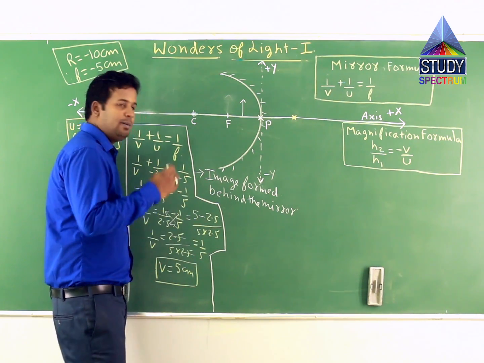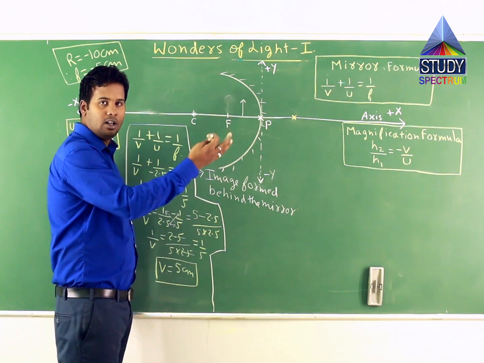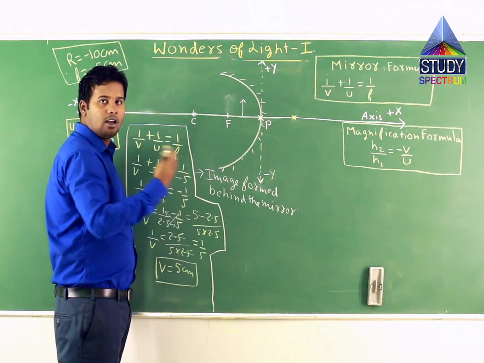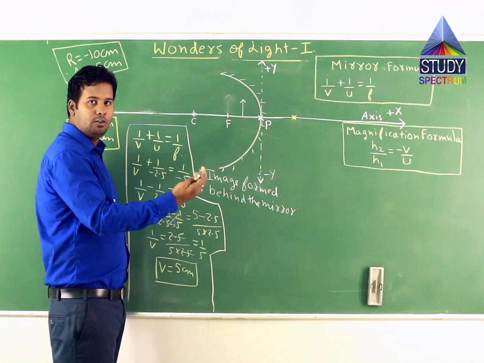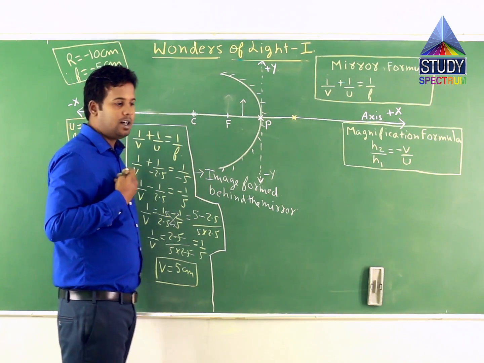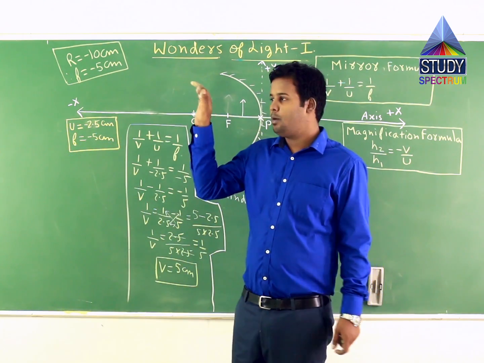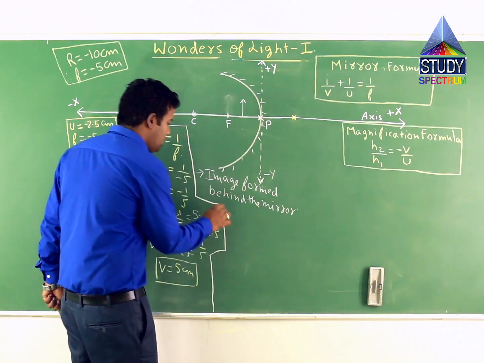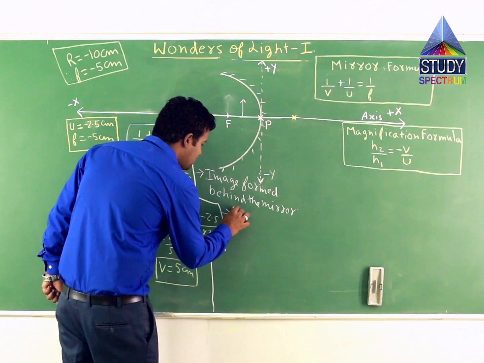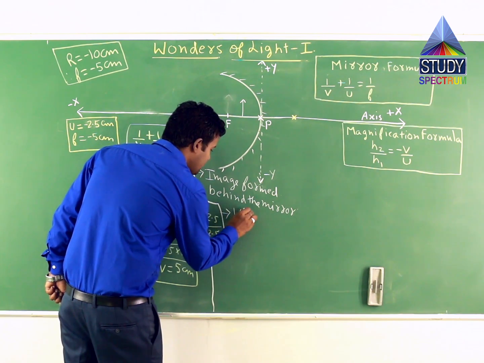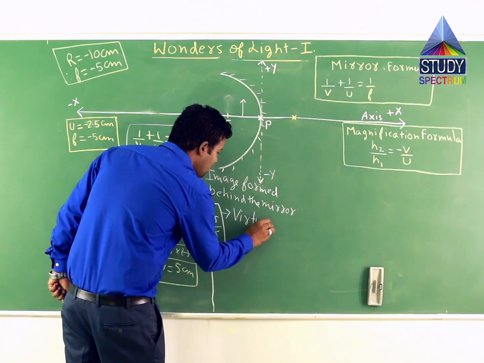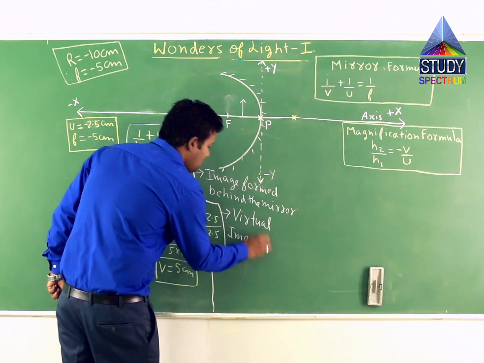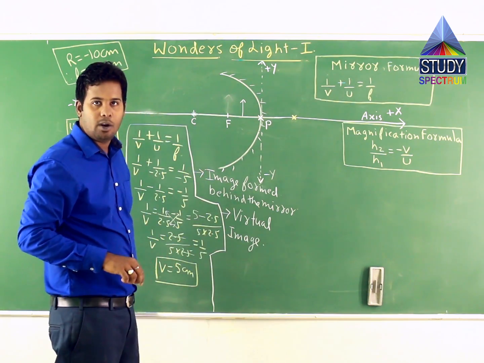Correct? Now since the image is being formed behind the mirror, like in all cases, if this is the mirror, and image is being formed in front of the mirror, then the image is real. But at this time the image is formed behind the mirror, so it means the image should be virtual image. That is our second result from mirror formula.